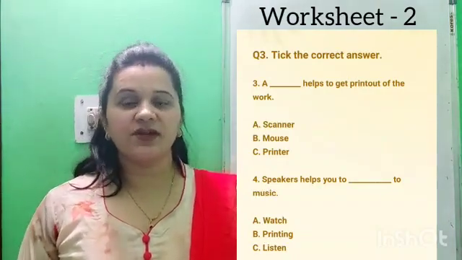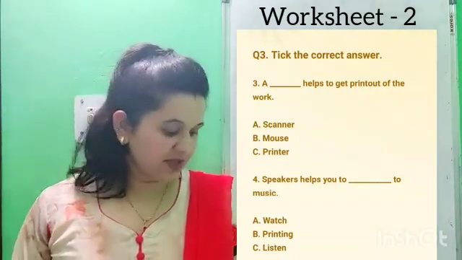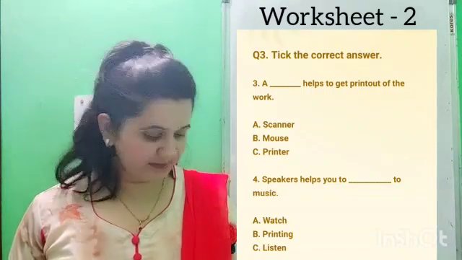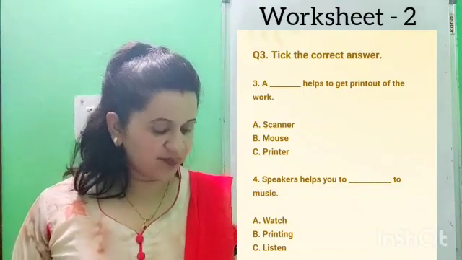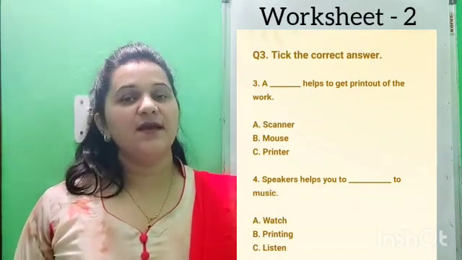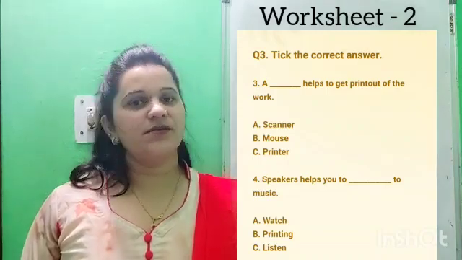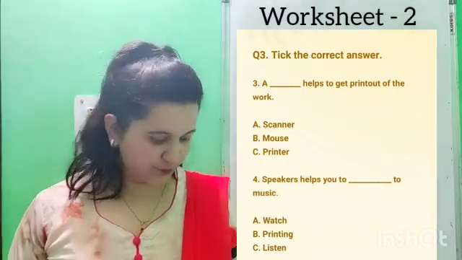Which part of computer helps you to get the printout of the work? Just find it out. Options are given. A, scanner, B, mouse, and C, printer. Whichever is the answer, write it down in your notebook.